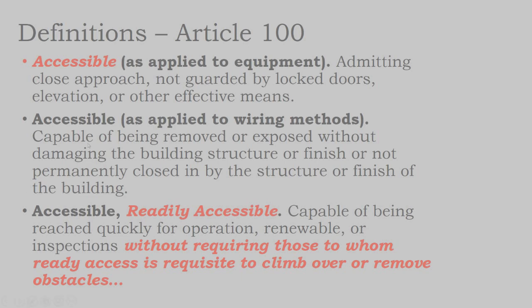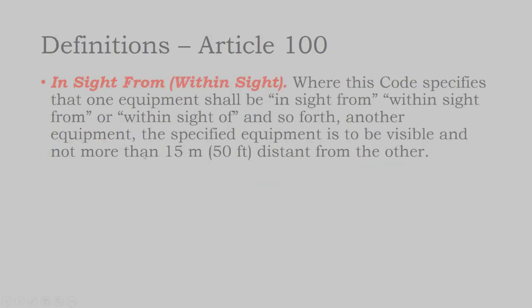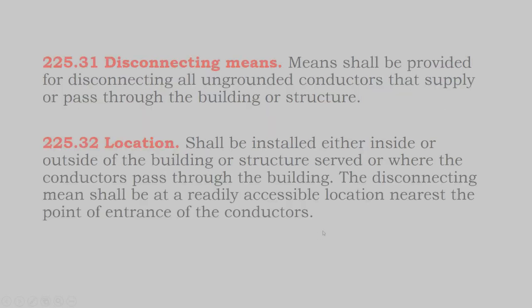So something that is permanently enclosed into the building facade would not be considered accessible. And then there's also a definition of "in sight from," which is typically where you can see it from point A to point B, and it's not greater than 50 feet.